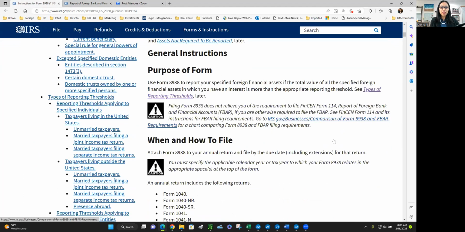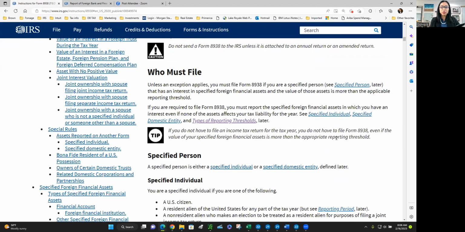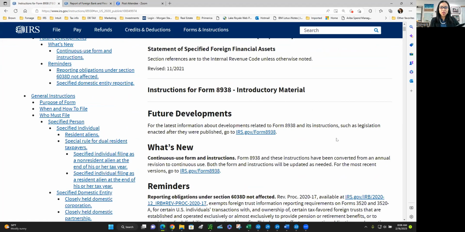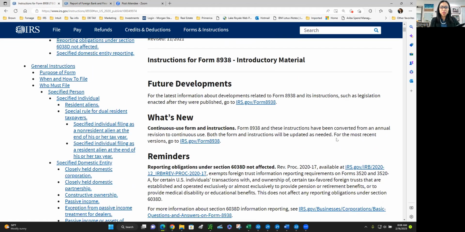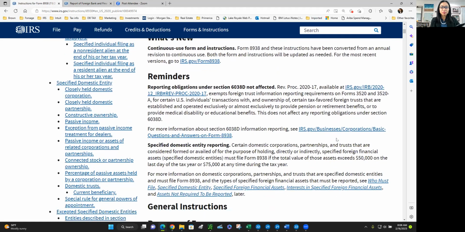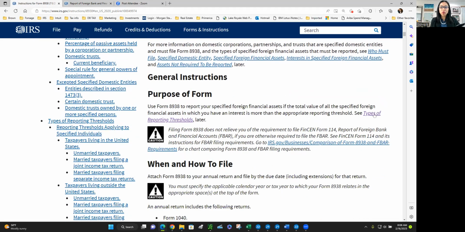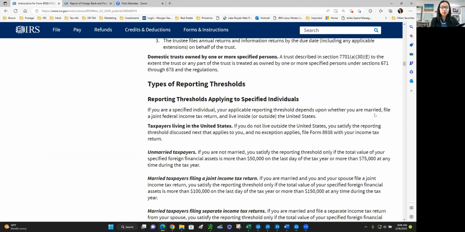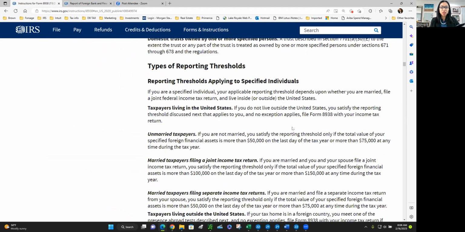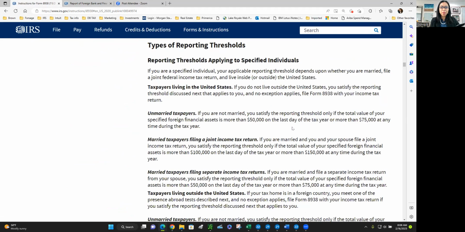For this one, let's look at the requirement to file on this form. So it says the purpose of this form is to file the specified foreign financial assets if the total value of all the specified foreign financial assets is more than the appropriate reporting threshold. So let's go ahead and look at that reporting threshold. So right here gives us what are those qualifying amounts.